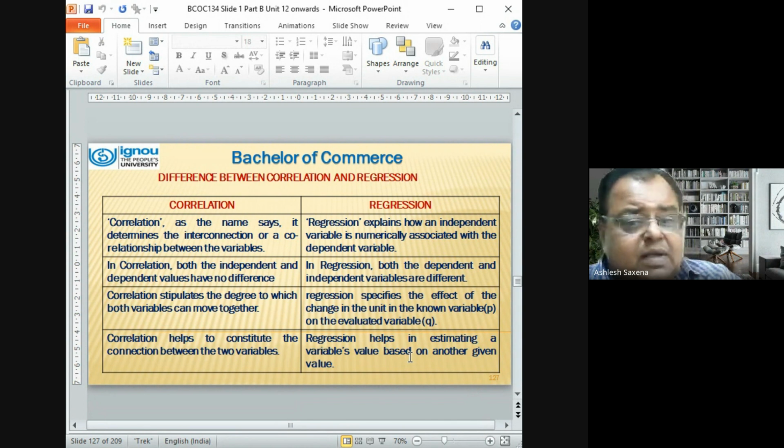In regression, the dependent and the independent variables are different. Regression specifies the effect of the change in the unit of a known variable on the estimated variable. Regression helps in estimating a variable's value based on another given value. This is the most important part, the difference between correlation and regression.